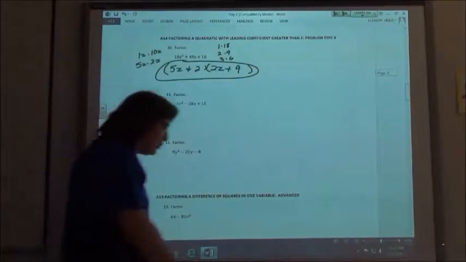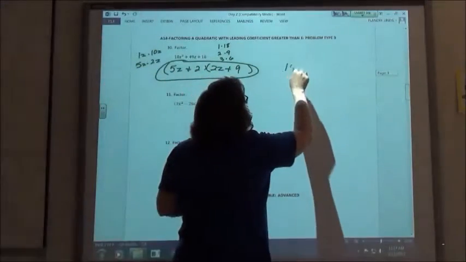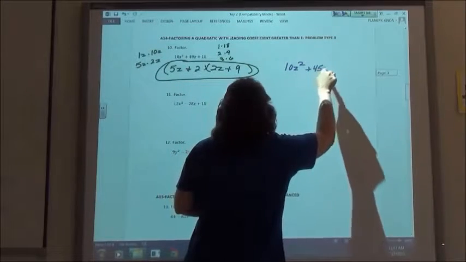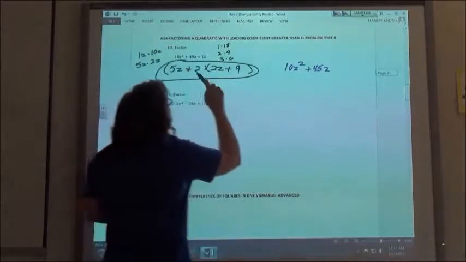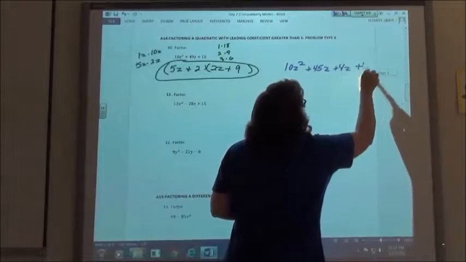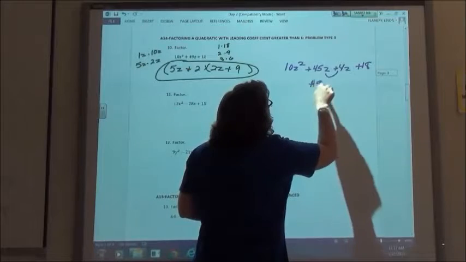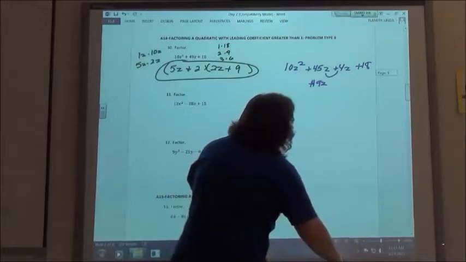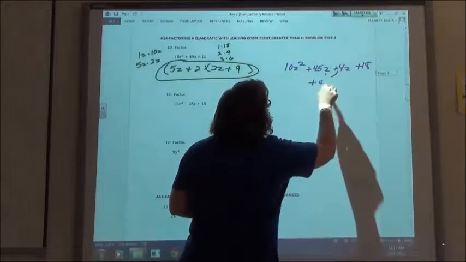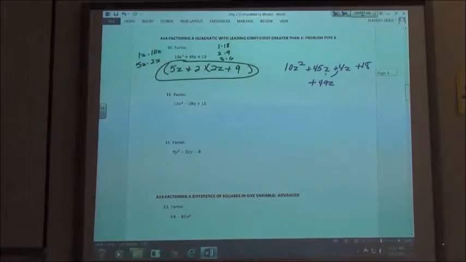If I really wanted to double check, I would go ahead and FOIL that out. 5z times 2z is 10z squared. 5z times 9 is 45z. 2 times 2z is 4z. 2 times 9 is 18. My 45z plus my 4z adds up to the 49z in the middle. So I know, yep, if I FOIL that out, I get what I started with. I've got my right pair of factors.